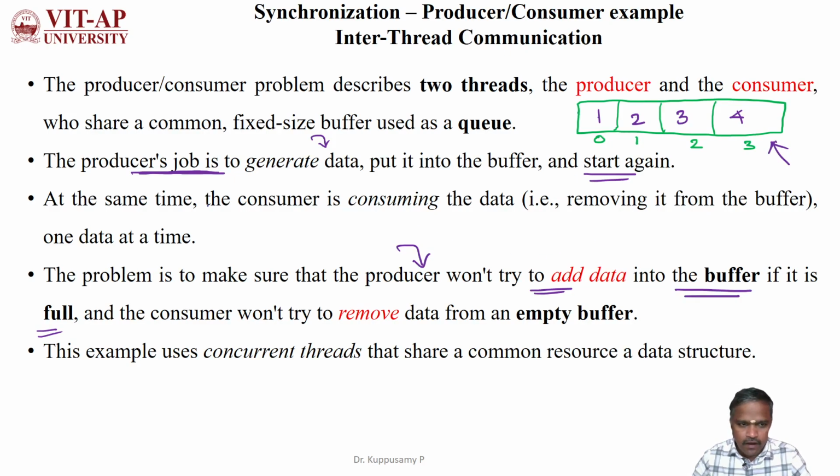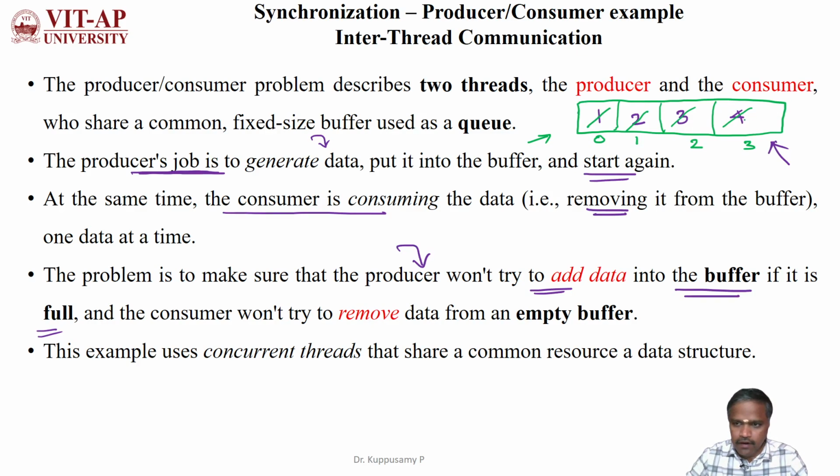At the same time, the consumer is consuming the data, that means removing or deleting the data from the queue one by one based upon the first in first out method. First it will remove the first data, then the queue has an empty memory location, so then the producer can store another data. The second data is consumed by the consumer, the third data is also removed, and the fourth data is also removed by the consumer.